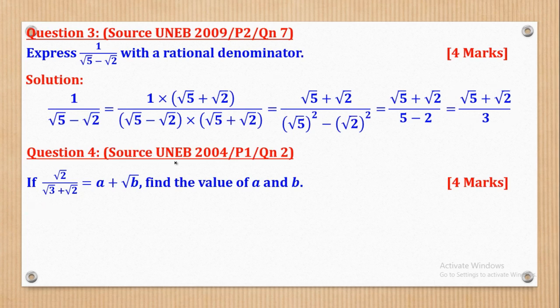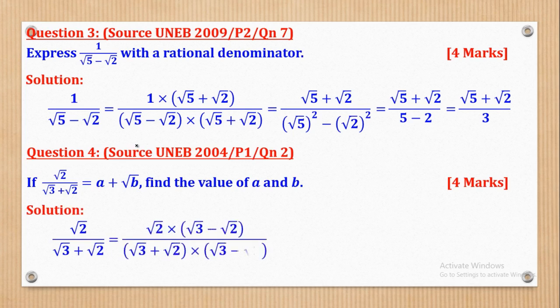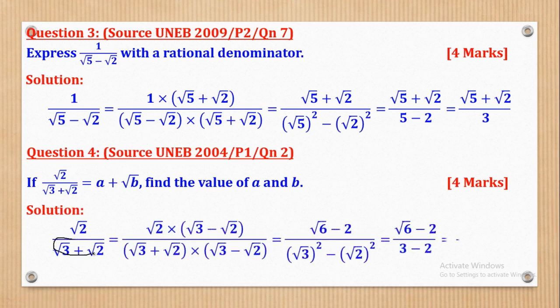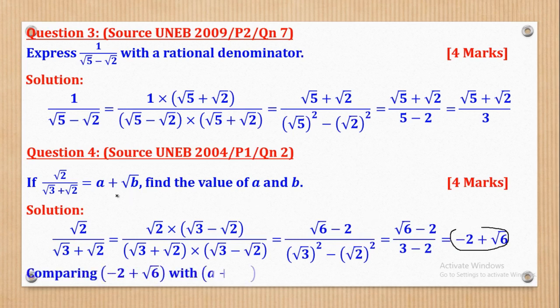Then question 4 came from UNEB 2004 paper 1 question 2 and says if this is equal to this, find the value of A and B. So first of all, in the denominator there is a surd, so I have to rationalize by multiplying both up and down by the surd conjugate. And when I simplify, I'll come up with negative 2 plus 6. Therefore, I'll compare with this and realize that A is negative 2 and B is 6. Therefore, I'll conclude that A is negative 2, B is 6. And that's what they wanted.